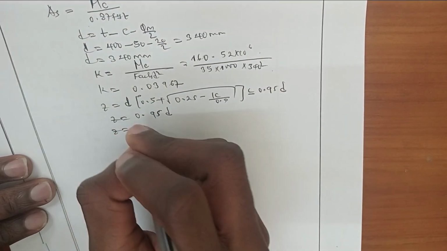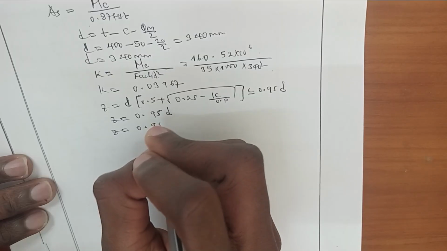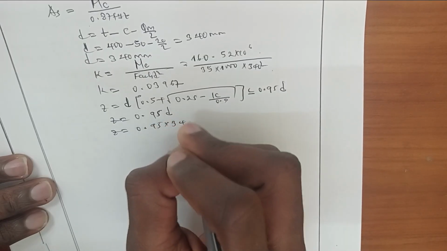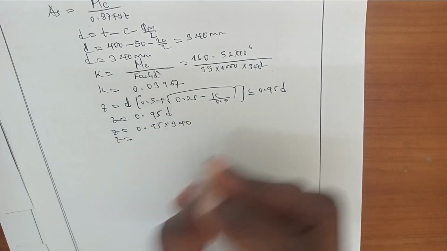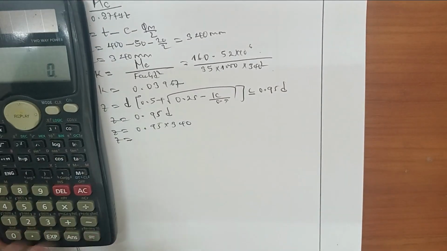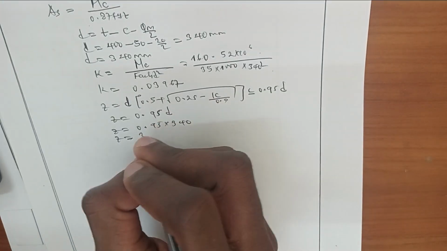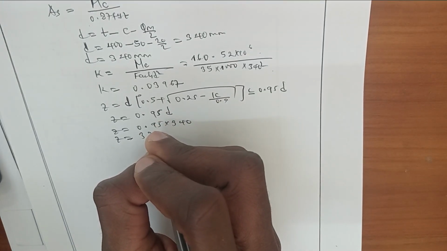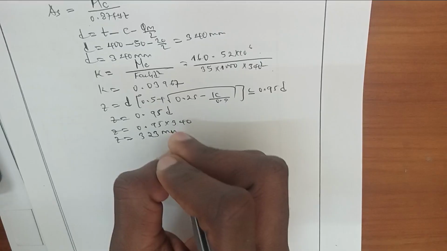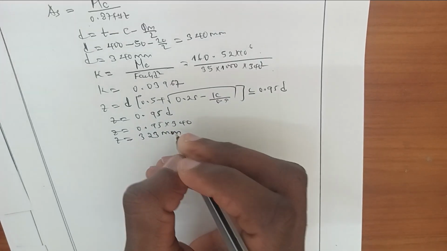So the value of z will be equal to 0.95 times the effective depth, which is 340. The value of z will be equal to 0.95 times 340, which is 323 millimeters. This is the value of z.